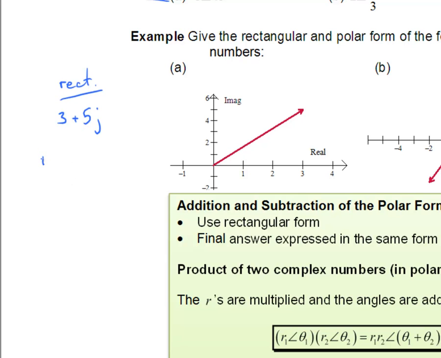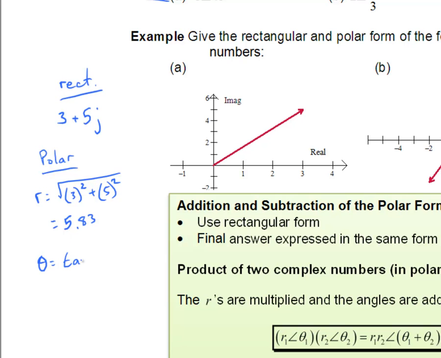For polar form, remember we need two things. R, which is equal to the square root of a squared plus b squared, where a is 3 and b is 5 in this case. And if we do that, we get 9 plus 25, and the square root of that is 5.83. So there's R. We also need theta.